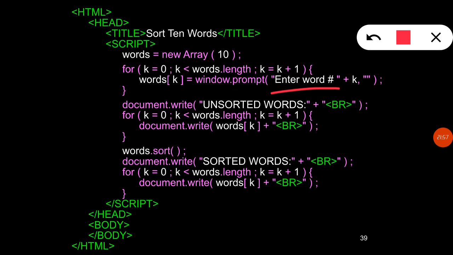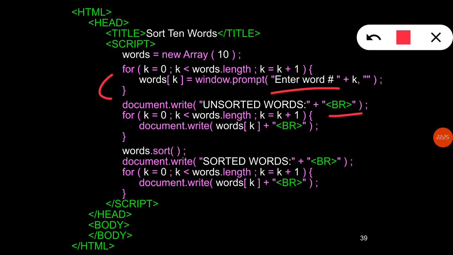That is k is equal to k plus 1. Okay, so initially this will be created when you enter one value into the prompt or a text box, so it will increment the value of k, so it will take all the values. So finally it will execute until the condition becomes false. That means it will accept 10 words from the user, and once the condition becomes false, the control will come out of the loop, and next it will print the words in unsorted order.